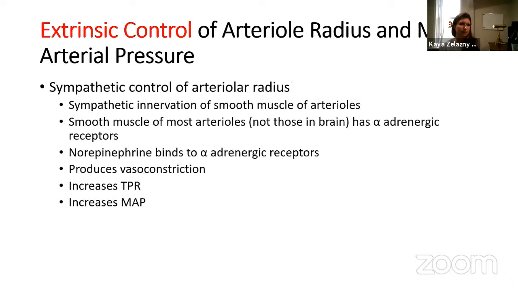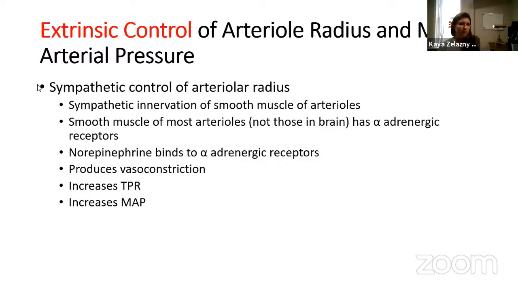So when we're thinking about the sympathetic control of the arteriolar radius, we're thinking about that sympathetic nerve lying on top of our bed of smooth muscle around the arterioles. So we have sympathetic innervation to that smooth muscle coming out of our autonomic nervous system. When that sympathetic nerve releases norepinephrine, it acts on the smooth muscle surrounding the arteriole, and that's how it's going to control the radius. So this is why it's extrinsic. It's a signal coming from far away, ultimately coming from your central nervous system.